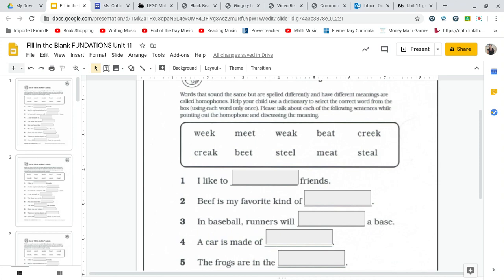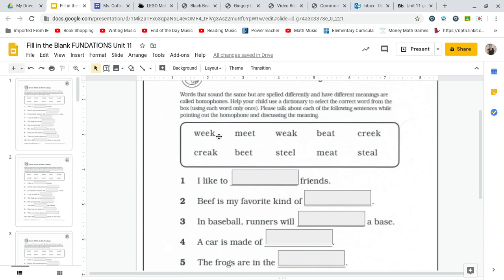But before we do that, let's go through these words and talk about what each of them means, because they are words that sound exactly the same, but are not spelled the same and do not mean the same thing. We want to make sure we understand what each of them means. And the name for these types of words is homophones. It tells us that right up there.